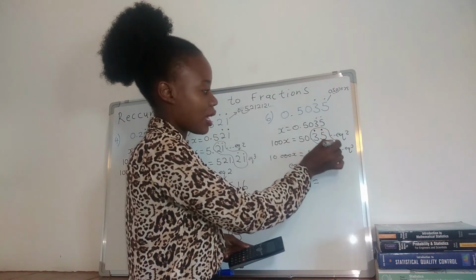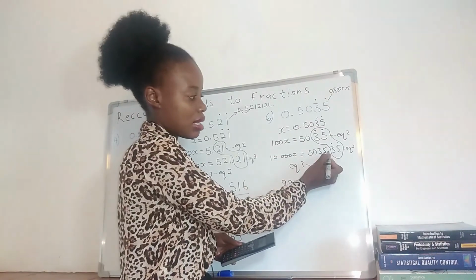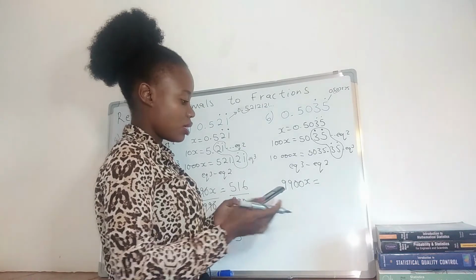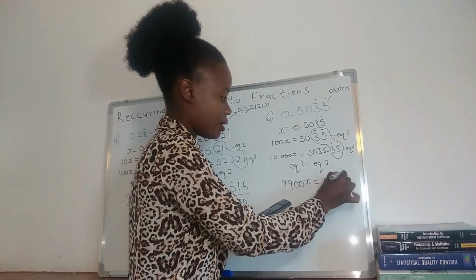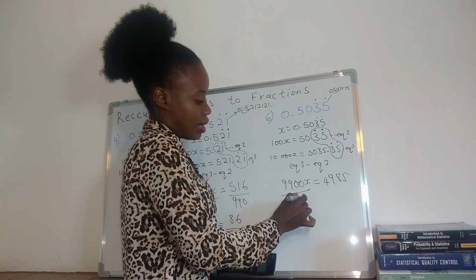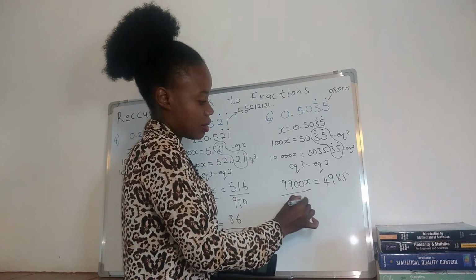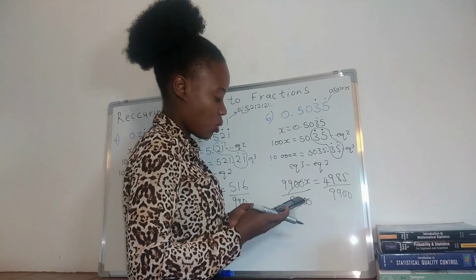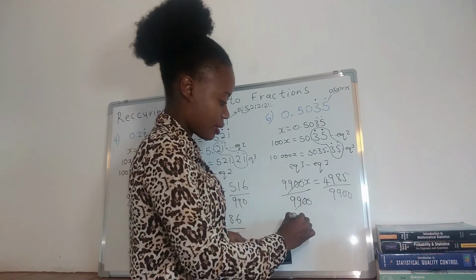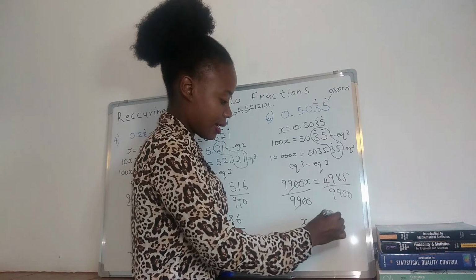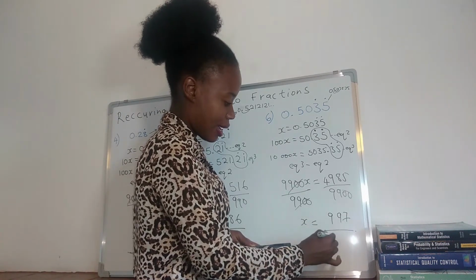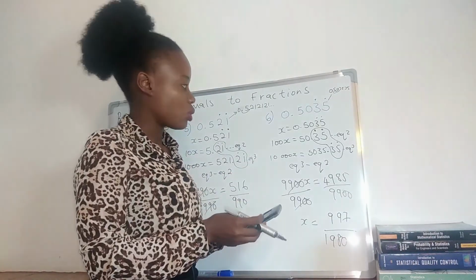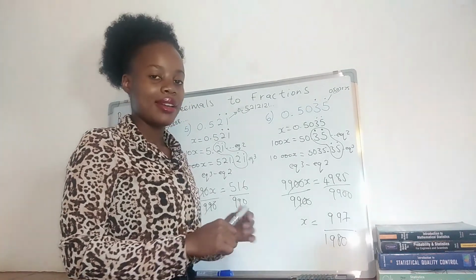The ones after the decimal, they're going to cancel each other. You can see that immediately after the decimal they are the same. We are left with 5035 minus 50, which is 4985. We divide by 9,900 both sides, and our x is that. When you simplify it, x is going to be 997 over 1980. So we managed to change number 6 into a fraction.